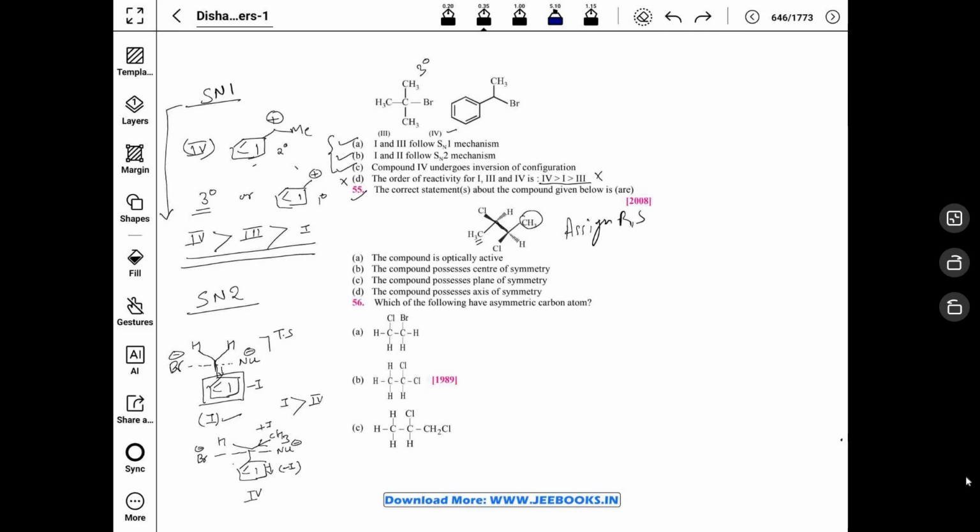So if you give rotation about 180 degrees, then you get this conformation. And if you pass the plane, you see that this compound does not have a plane of symmetry. The other way is to check by RS nomenclature.